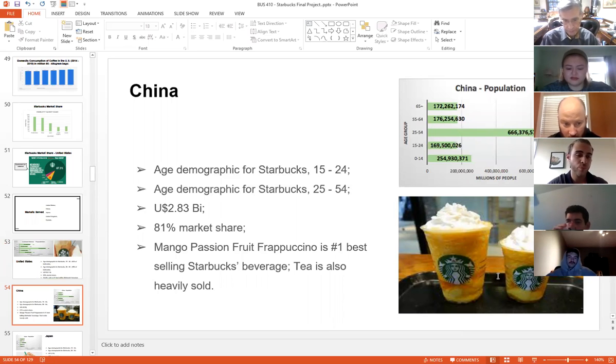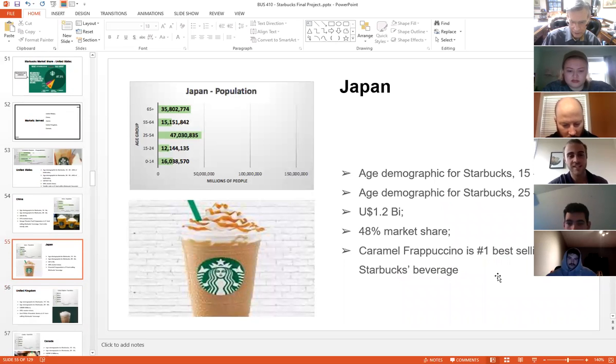I think what is important to talk about here is how the taste of Starbucks beverages changes from country to country. In the US, I think the first best-selling Starbucks beverage was the vanilla latte. Here in China it's the mango passion fruit frappuccino, and in Japan it's the caramel frappuccino. Basically, Starbucks keeps the same age demographic in all the markets that they serve.